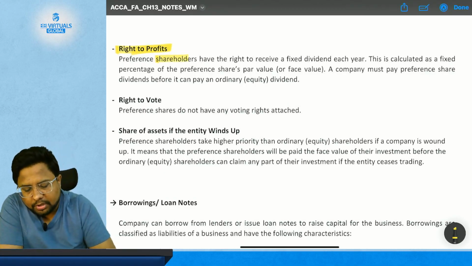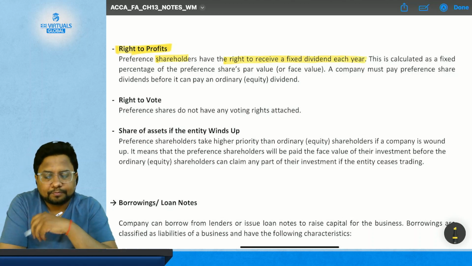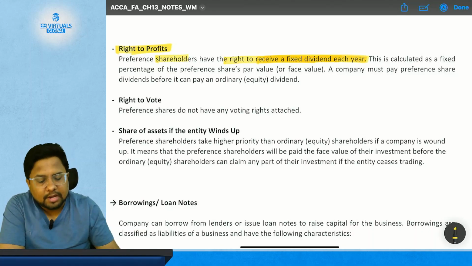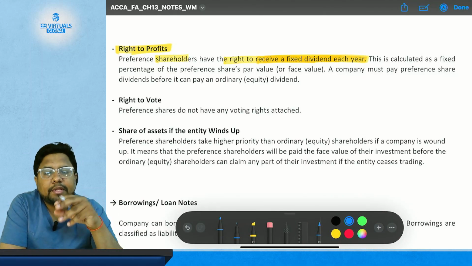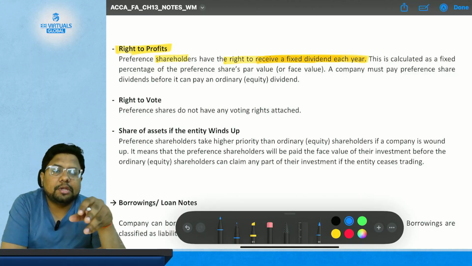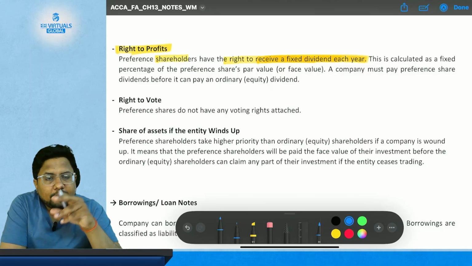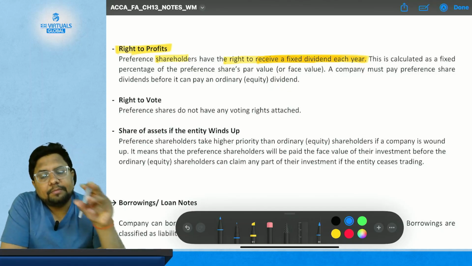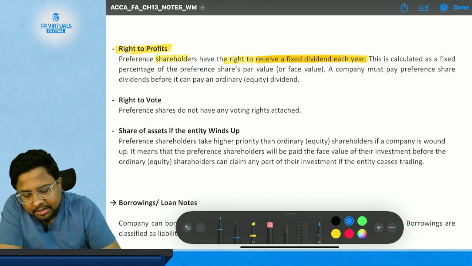Preference shareholders have the right to receive a fixed dividend each year, unlike equity ordinary shares, where they have the right but it is not a legal requirement. If they have profit, they will receive it, and redeemable preference shares will receive the dividend even if the company does not have profit. So it is the right to receive a fixed dividend each year.